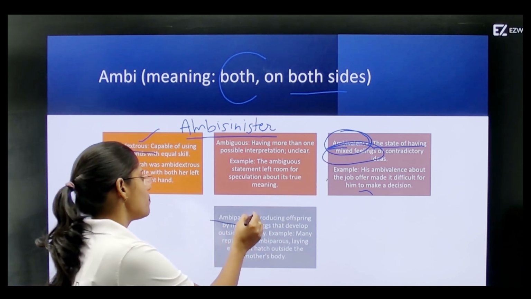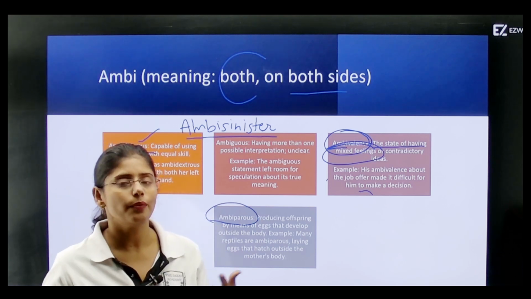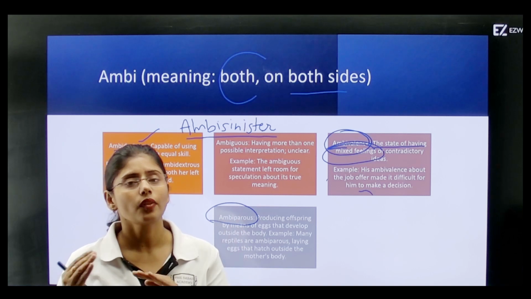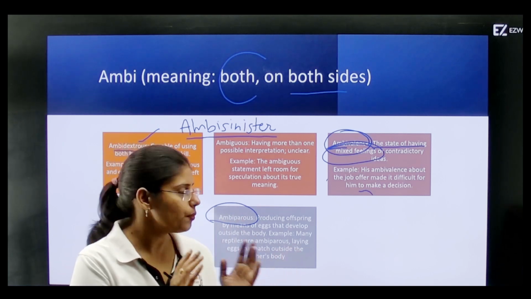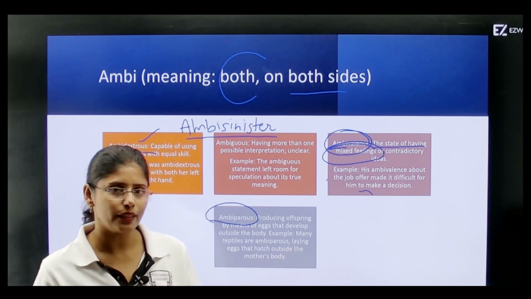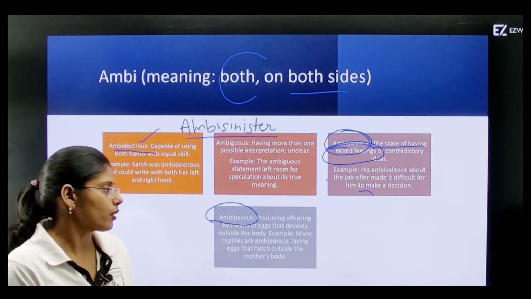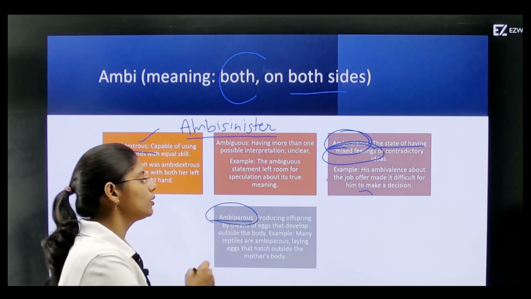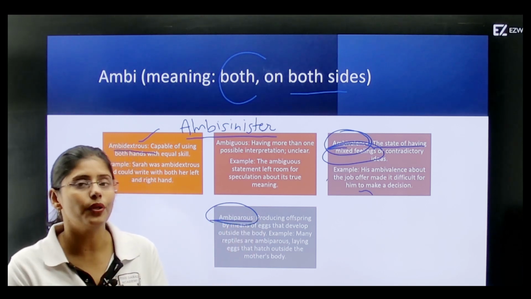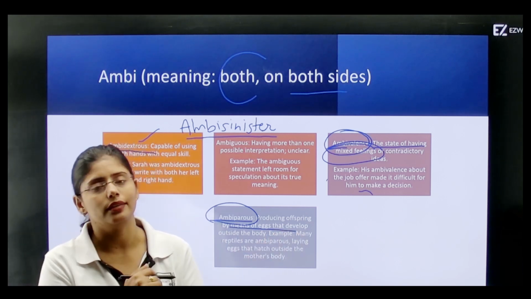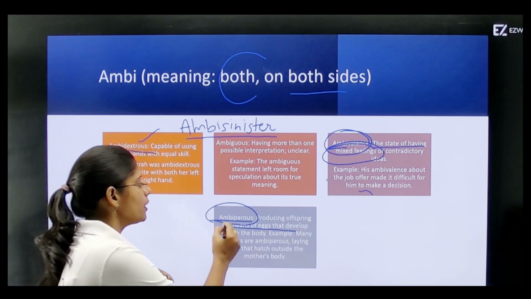Next word is ambiparous. Ambiparous. It is a combination of two words, that is viviparous and oviparous. That is a phenomenon where animals usually lay eggs or not. In this case, ambiparous is the one where an animal or a bird lays eggs that develop outside the body. That is known as ambiparous.